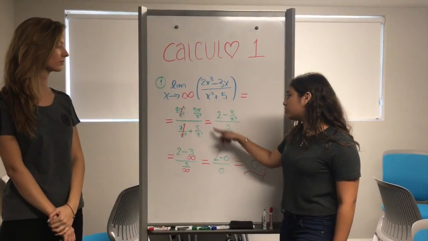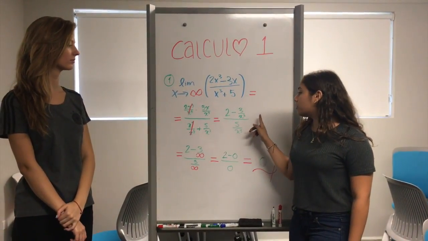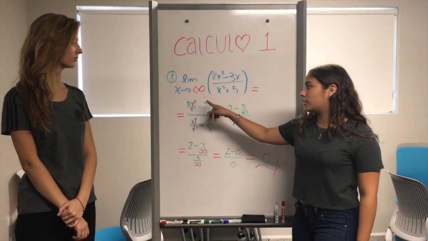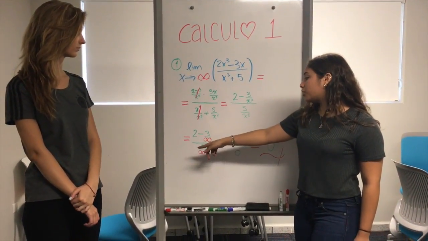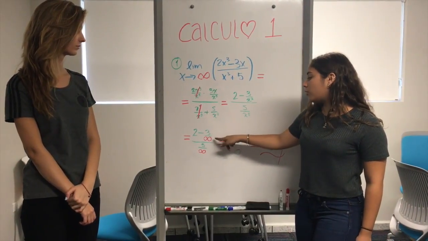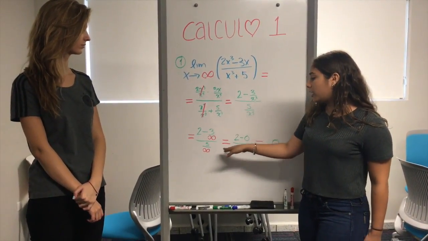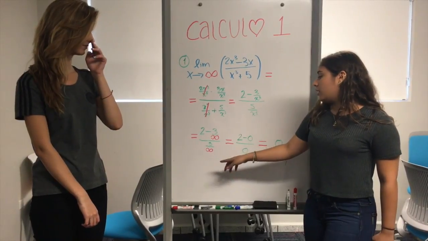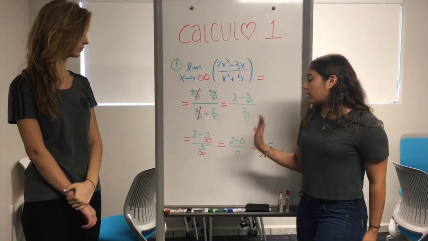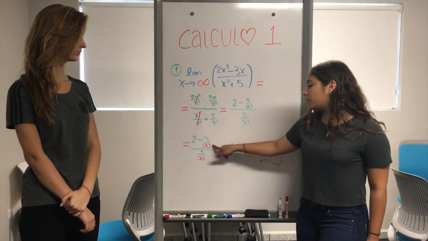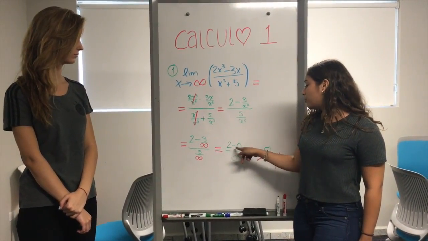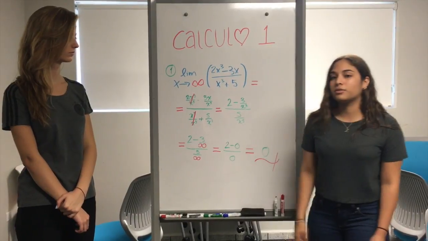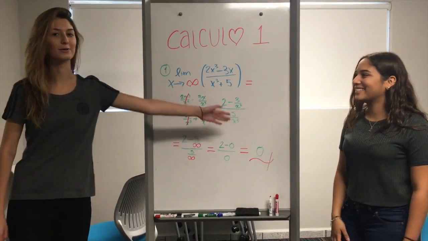Once you have your function simplified, you replace the x with infinity, since x is approaching infinity. Then you're left with 2 minus 3 over infinity, and in the denominator 5 over infinity. Whenever you have infinity in the denominator, it is equal to 0. So you have 2 minus 0 over 0, which is 0.